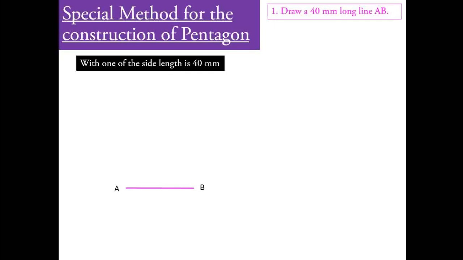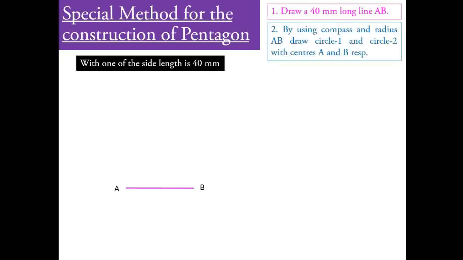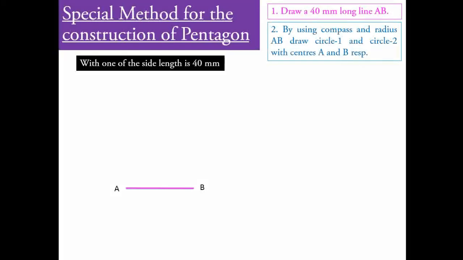The second step will be, by using the compass and radius equal to the A to B length, we have to draw two circles by considering point A as a center, and after that point B as a center. You can observe here the first circle, by considering point B as a center and B to A as a radius, we have to draw the complete circle. Then by using the second point as the center and A to B as a radius, we have to draw the second circle. This is the second step.